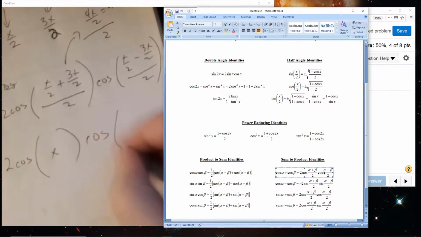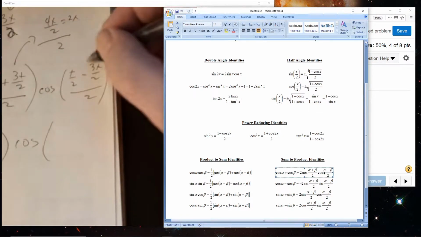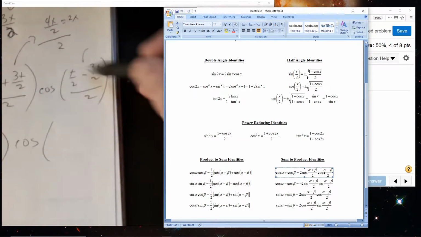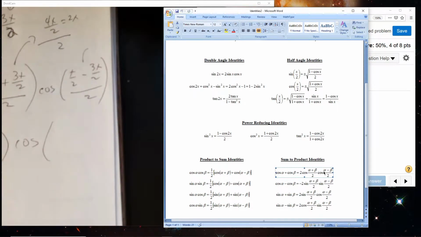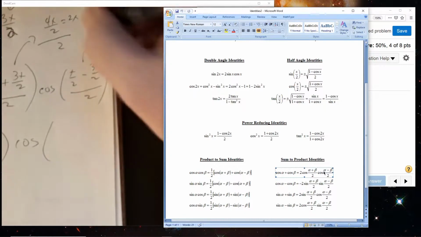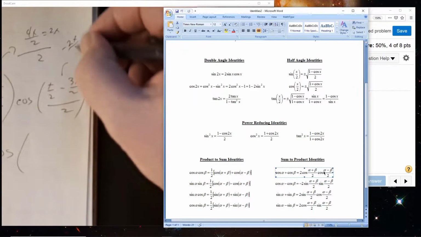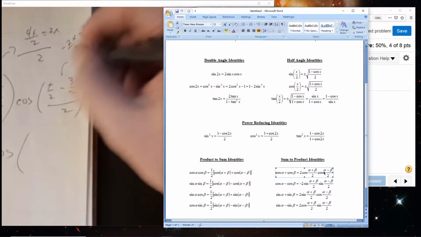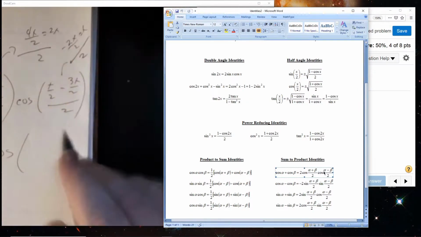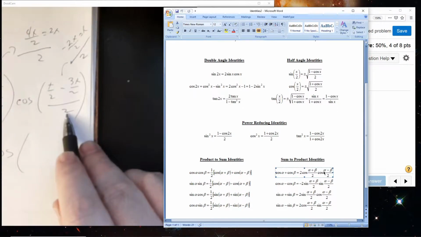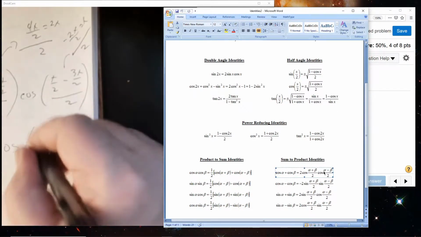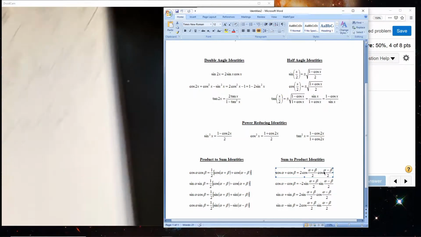And then cosine. Let's see what we have here. So we have x minus 3, so it's minus 2x divided by 2, which is x, but it's all divided by 2 again right here to give us a half x, or x over 2.